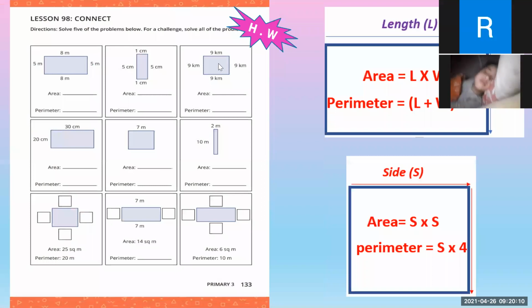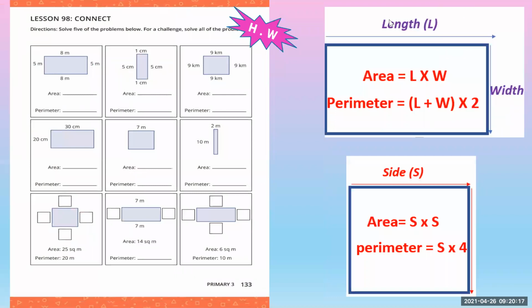Okay, now let's move to the next lesson. Here we want to revise together the area and perimeter for square and rectangle.